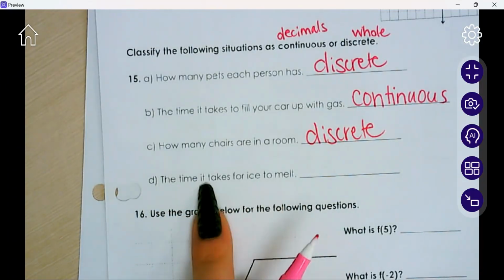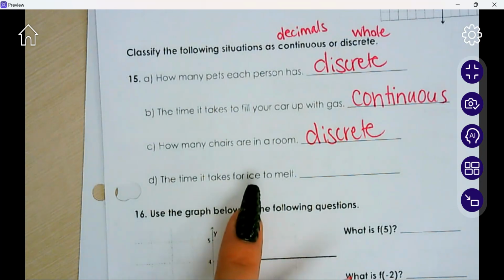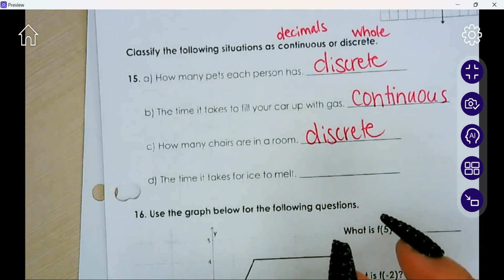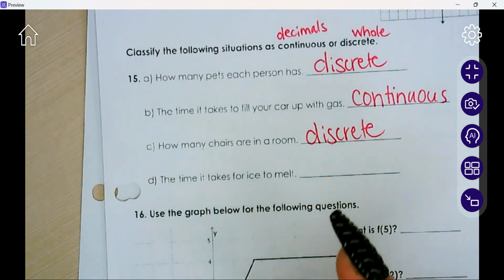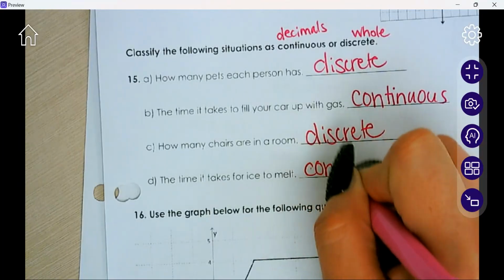Time it takes ice to melt. Time is continuous. You have partials. And then with ice melting, you'd have part of the ice melting. It's not like ice is instantly water. So that'd be continuous.